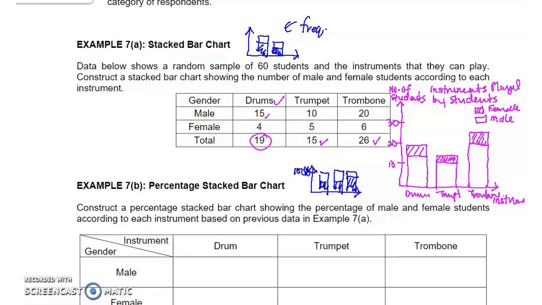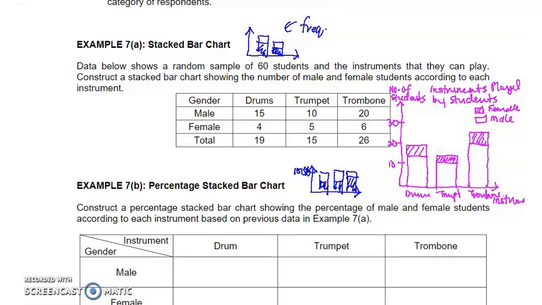Okay, what if you want to draw a stack bar chart by comparing male and female? Each bar will have 3 layers, for drums, trumpet, and trombone. So similarly, you find the total for each category. Okay, let me show you how to draw a stack bar chart if you want to compare by gender.